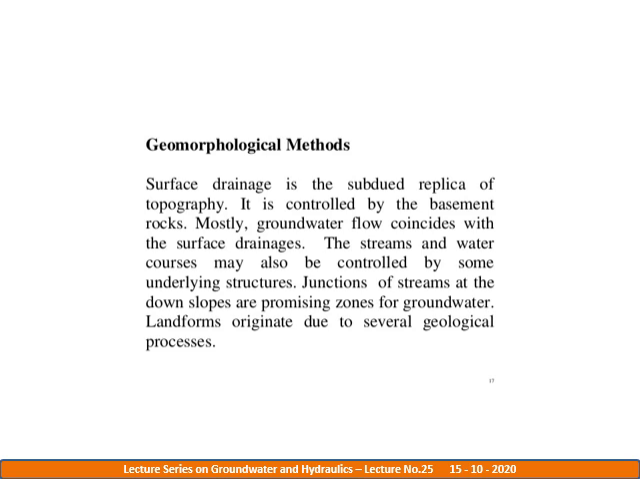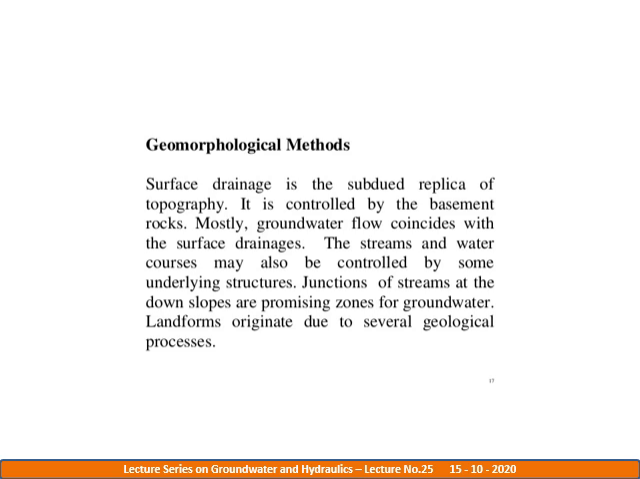Geomorphological methods. Surface drainage is a replica of topography. It is controlled by the basement rock. Mostly groundwater flow coincides with surface drainage. The streams and water courses may also be controlled by some underlying surface structures. Junctions of streams at the down slopes are promising zones for groundwater.